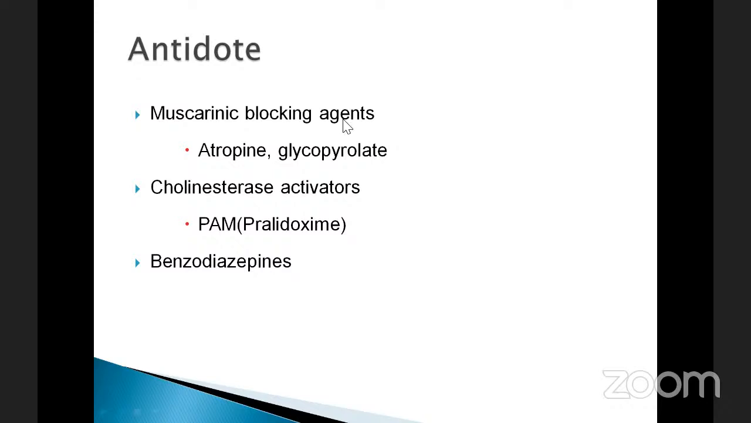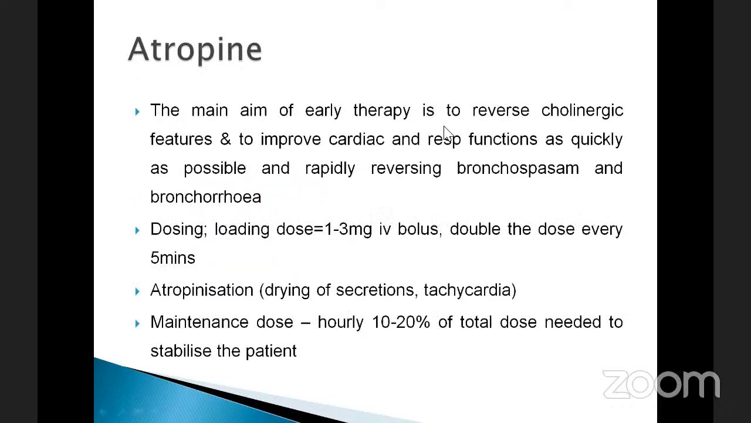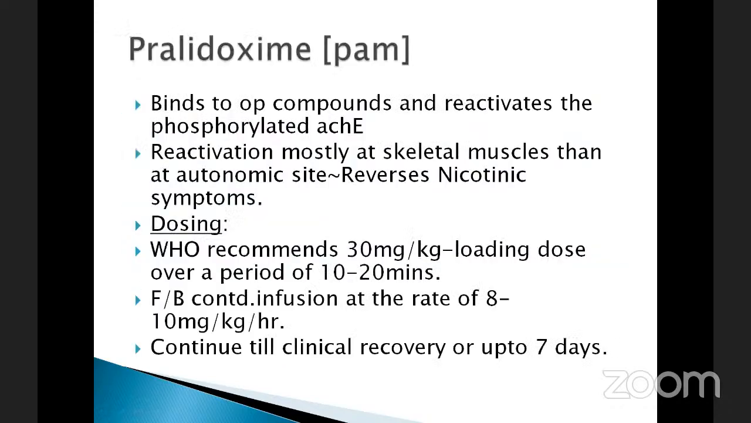Rapid roundup. What is the dose of PAM? It depends on the cholinesterase levels or on the patient's symptoms. The recommended dosage is 30 mg per kg, sir, which is a loading dose over a period of 10 to 20 minutes, sir.